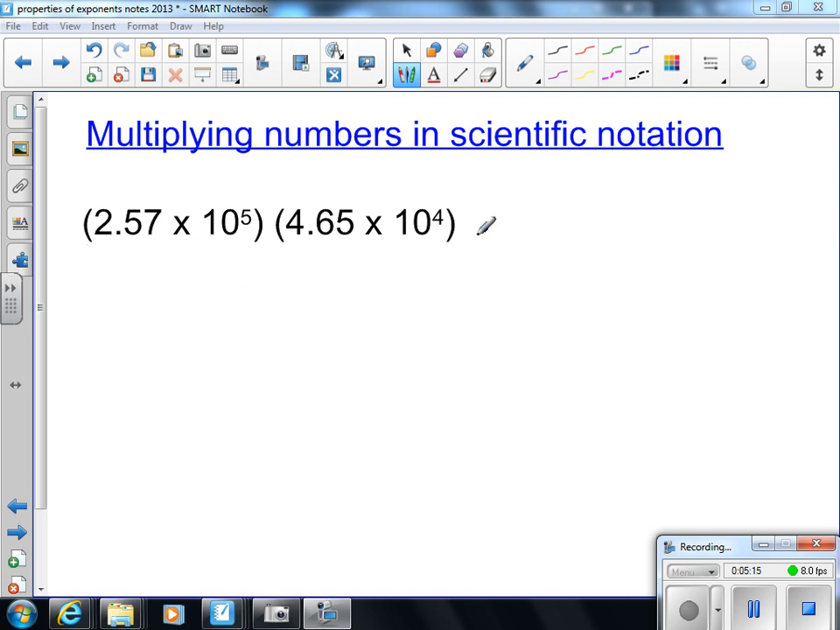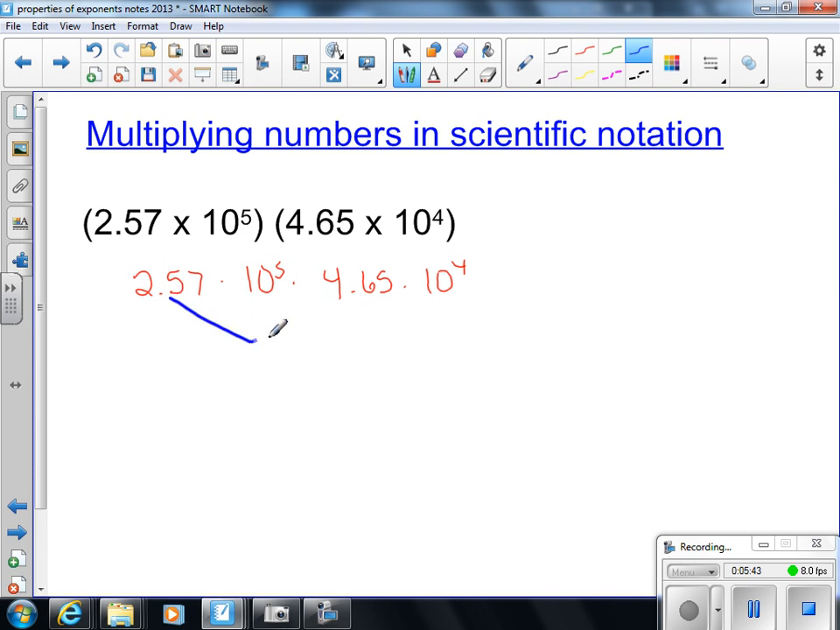Just like we did with our other terms, we've been working on multiplying powers that have the same base number. I can actually rewrite this as 2 and 57 hundredths times 10 to the 5th times 4 and 65 hundredths times 10 to the 4th. So order doesn't matter. Is there anything that I can multiply together? The whole numbers are decimals, so we're going to punch in 2 and 57 hundredths times 4 and 65 hundredths. And what do you come up with?